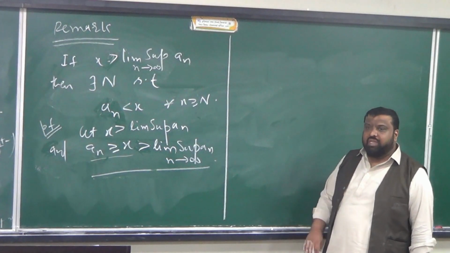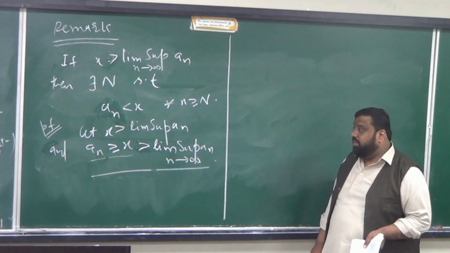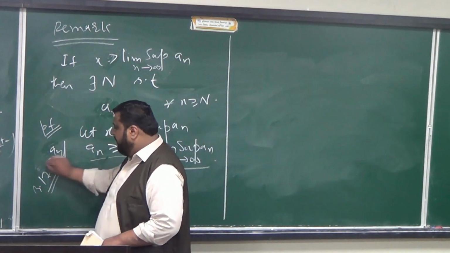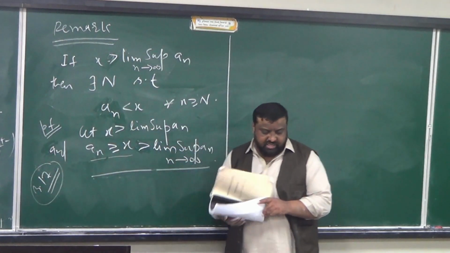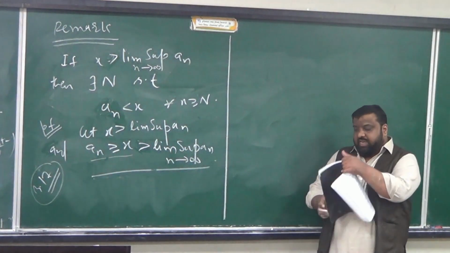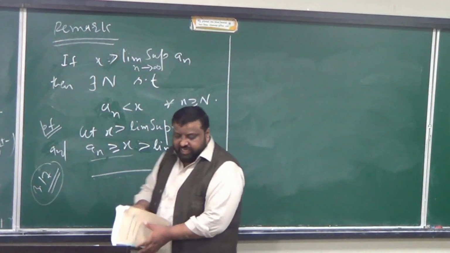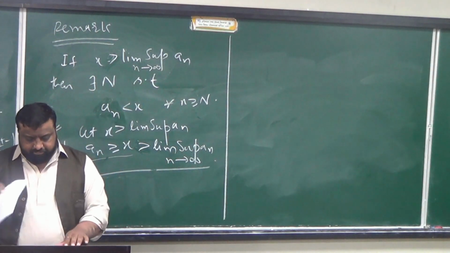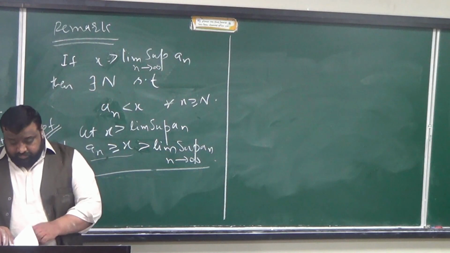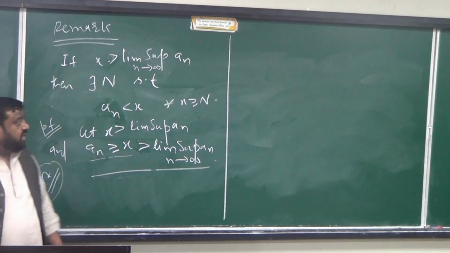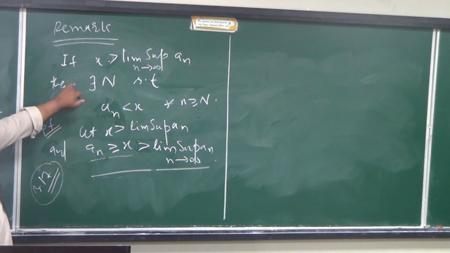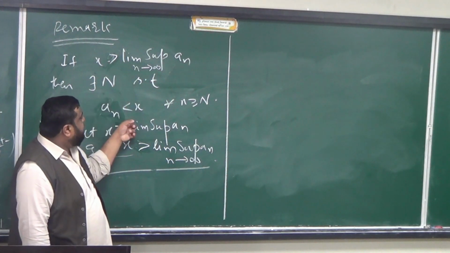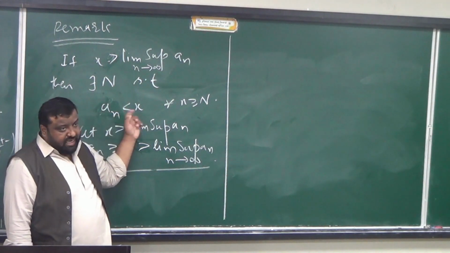Yeah, there can be other ways. If you want to see Rudin, you can see 3.17 here. But roughly, I'm just giving you a sketch here. This shouldn't happen. Okay? And I'm going to use this fact many times. This remark is telling me that if I have something bigger than limsup, then there must be some point after that all terms of the sequence are going to be below that.